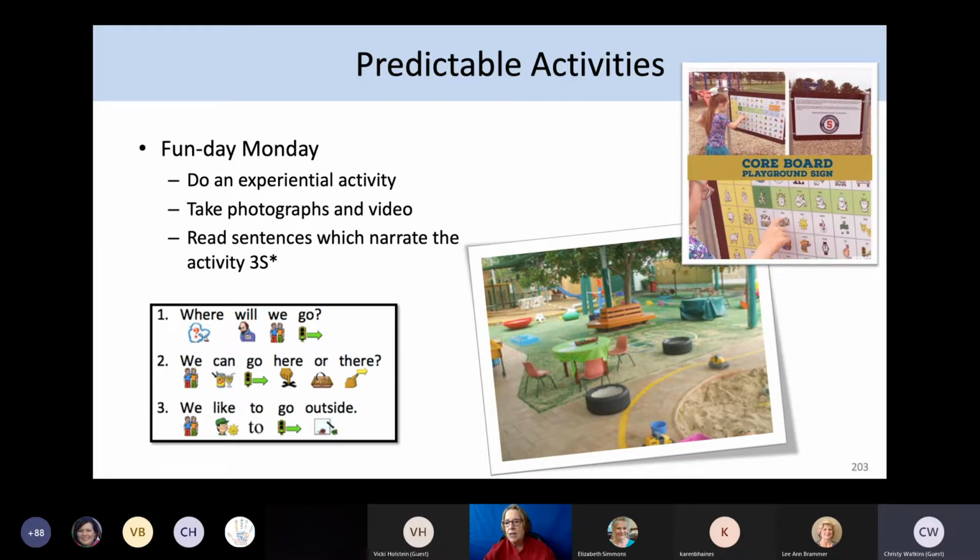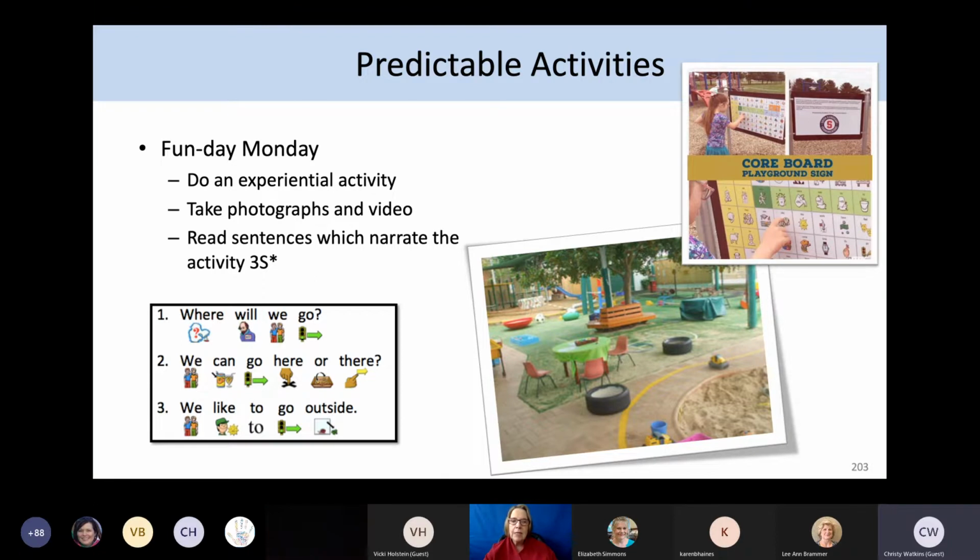And when she started this project, she did not have a core board on her playground, but she has a core board on her playground now. And so on Fun Day Monday, they go out and just have some fun. And while they're doing that, she and her paraprofessional are taking photographs of the kids, taking some video of what the kids are doing. And eventually they'll probably come back into the classroom where she can have everybody kind of stable and calm again.